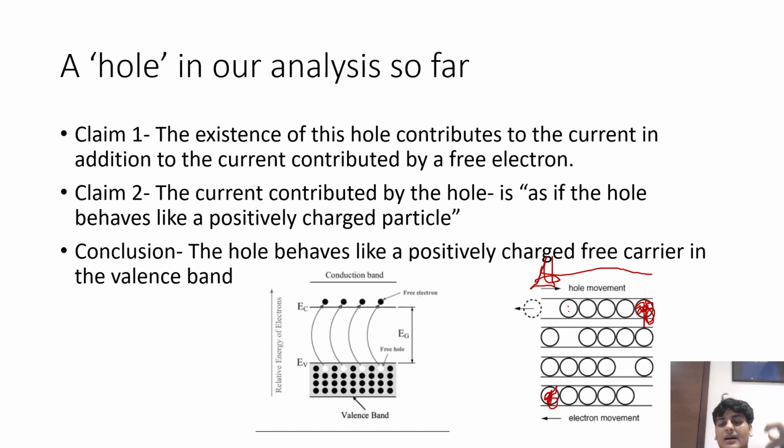And that is the corresponding current you have. But that can equivalently be seen as the hole being a positive charge and moving from the leftmost position to the rightmost position. So negative charge moving to the left and positive charge moving towards the right. In terms of current, it implies the same thing. And that was the justification for this statement that the hole behaves like a positively charged free carrier in the valence band.